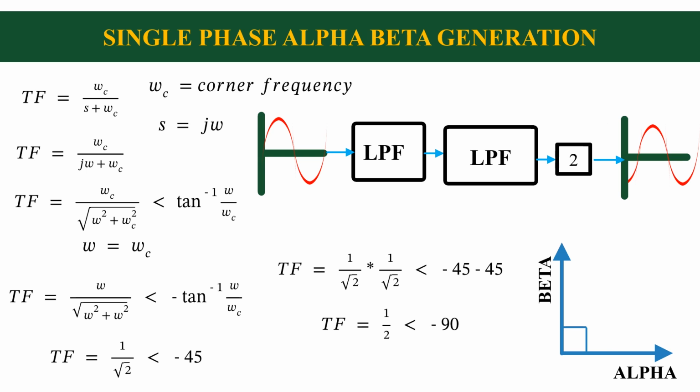Since the beta signal always leads the alpha signal by 90 degrees, we can call our input signal beta, and the output signal alpha. This is how we generate alpha beta in a single-phase system.